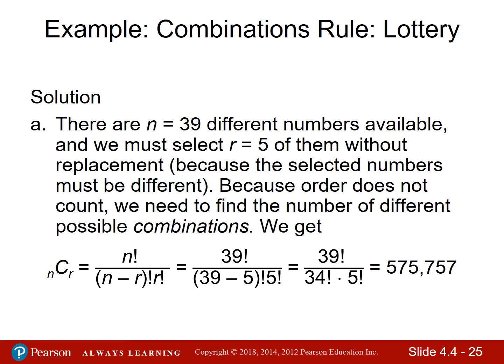Factorial 39 is 39 times 38 times 37 times 36 times 35, then the next one will be factorial 34. So you stop at factorial 34, and you can cross out the 34 factorial on top and bottom. All you have to do on top is 39 times 38 times 37 times 36 times 35. Then factorial 5 is 5 times 4 times 3 times 2. 5 times 4 is 20, times 3 is 60, times 2 is 120. So the result on top divided by 120 will give you this.